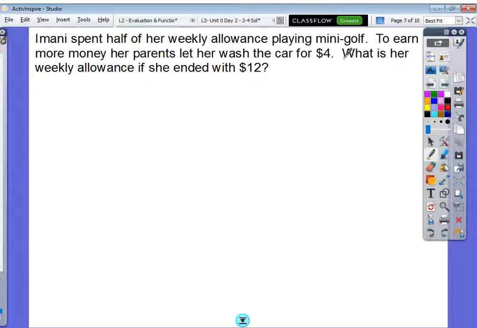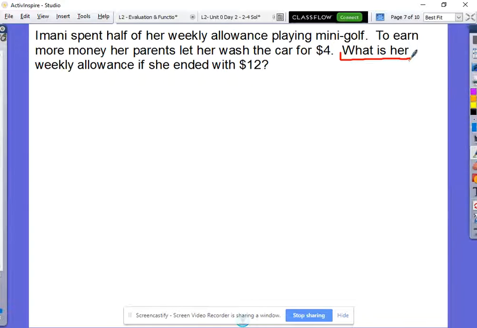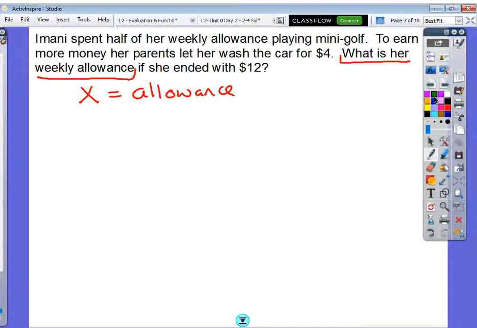So here we go. The question is, what is her weekly allowance? So x is going to be her allowance, Imani's allowance, okay? So we've got to identify that right there. What is her weekly allowance? So now we come back and we start underlining some key information.